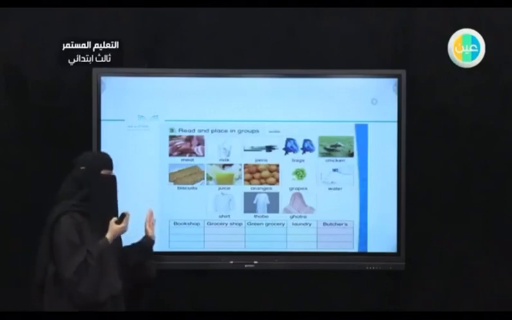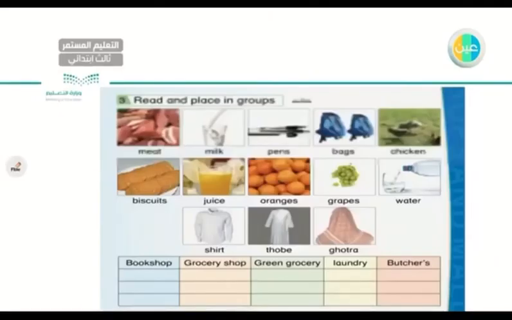First, I have a bookshop, a grocery shop, green grocery, laundry, and butchers. So I have 5 stores or 5 shops, right? Different places. Let's try to put the items in these categories. First, the meat. What do you think, my dear student? Where can we get meat? Very good, from the butchers. That's right. How about milk, my dear student? You are absolutely right. From the grocery shop.